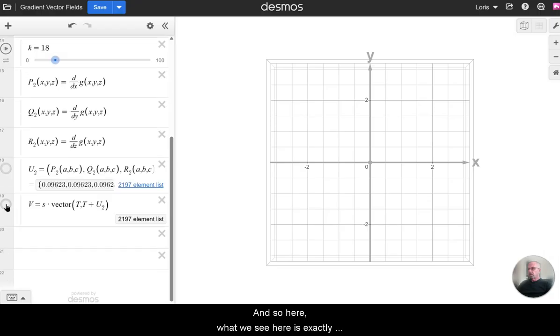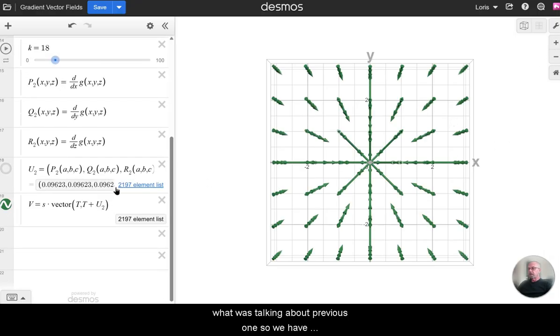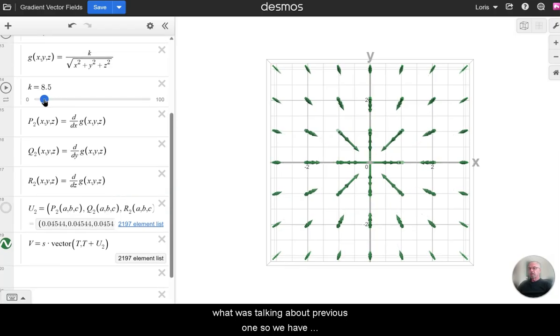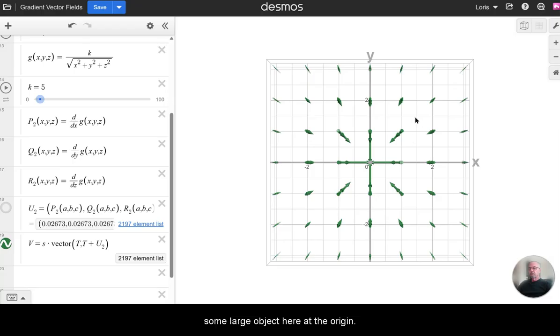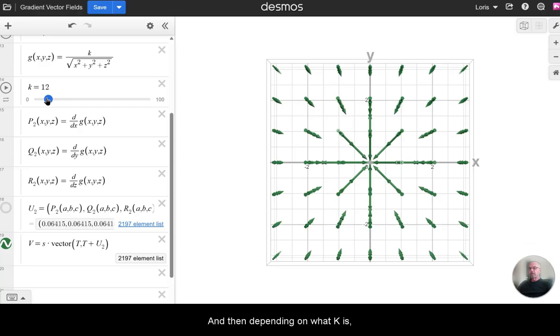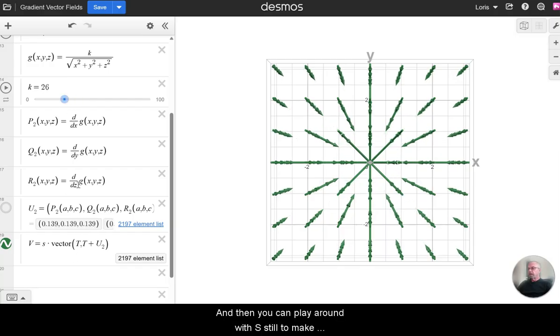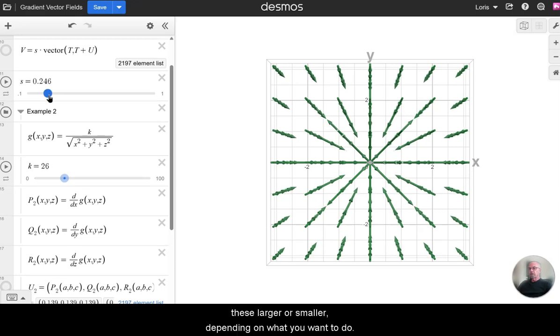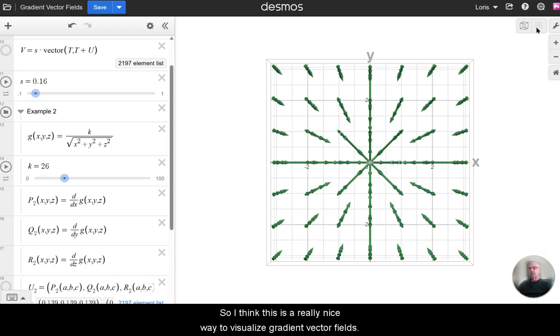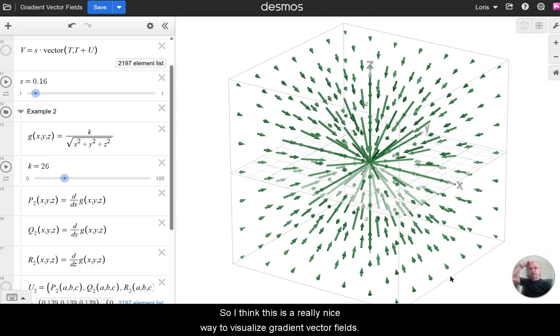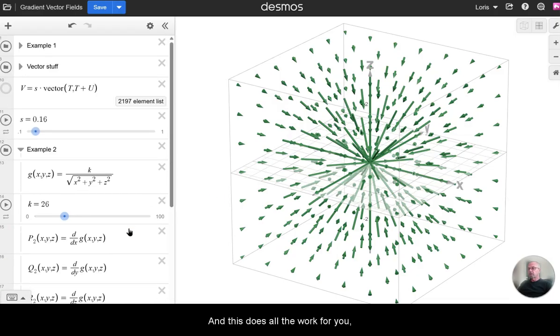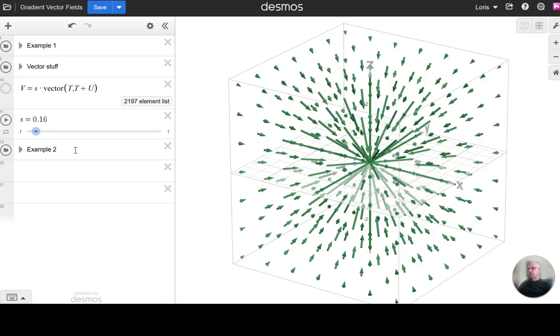And so what we see here is exactly what I was talking about previously. We have some large object here at the origin, and then depending on what K is, the gravitational field gets larger as you get closer to it. And then you can play around with S still to make these larger or smaller depending on what you want to do. So I think this is a really nice way to visualize gradient vector fields. And this little Desmos does all the work for you. So play around with it.